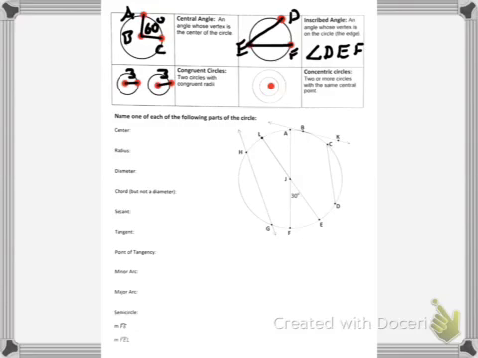All right, so first off here it says name one of each of the following parts of the circle. So the first thing we're going to name is the center of the circle. Okay, so we talked about this center point J right there in the middle, so my center here would be point J.